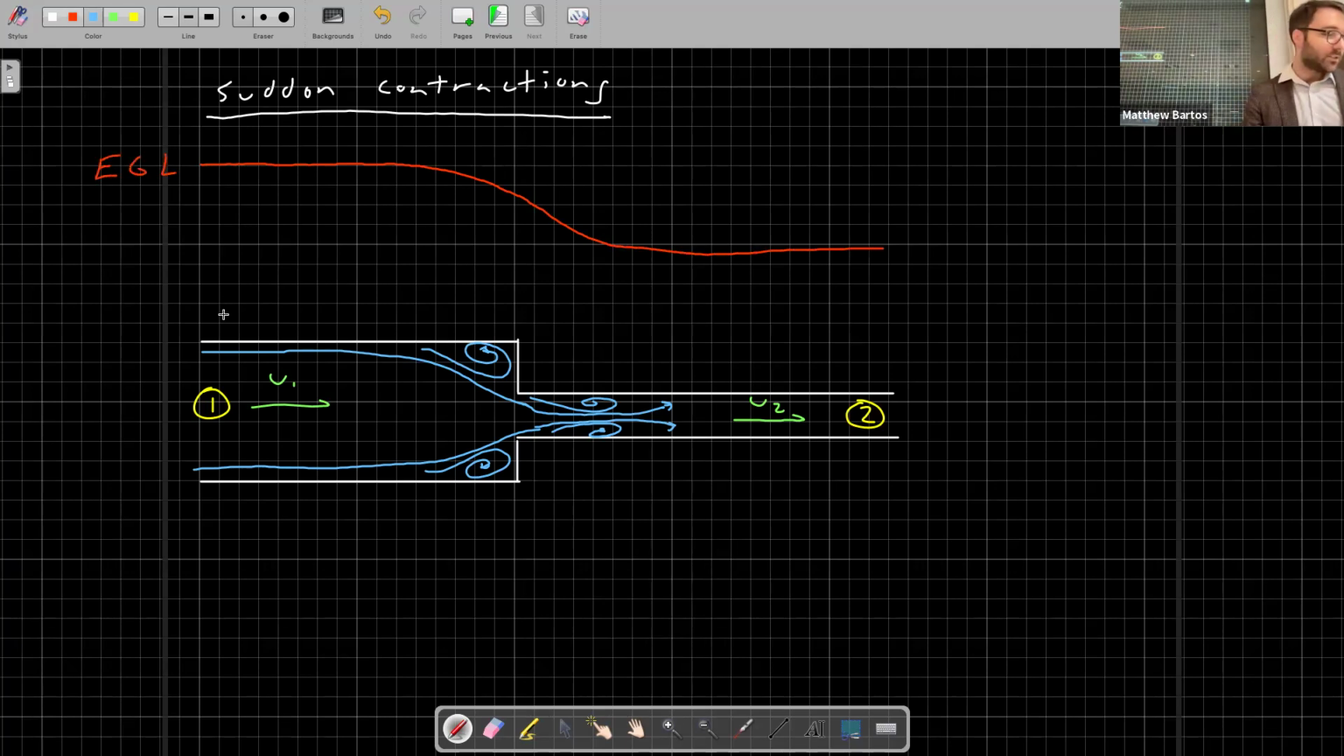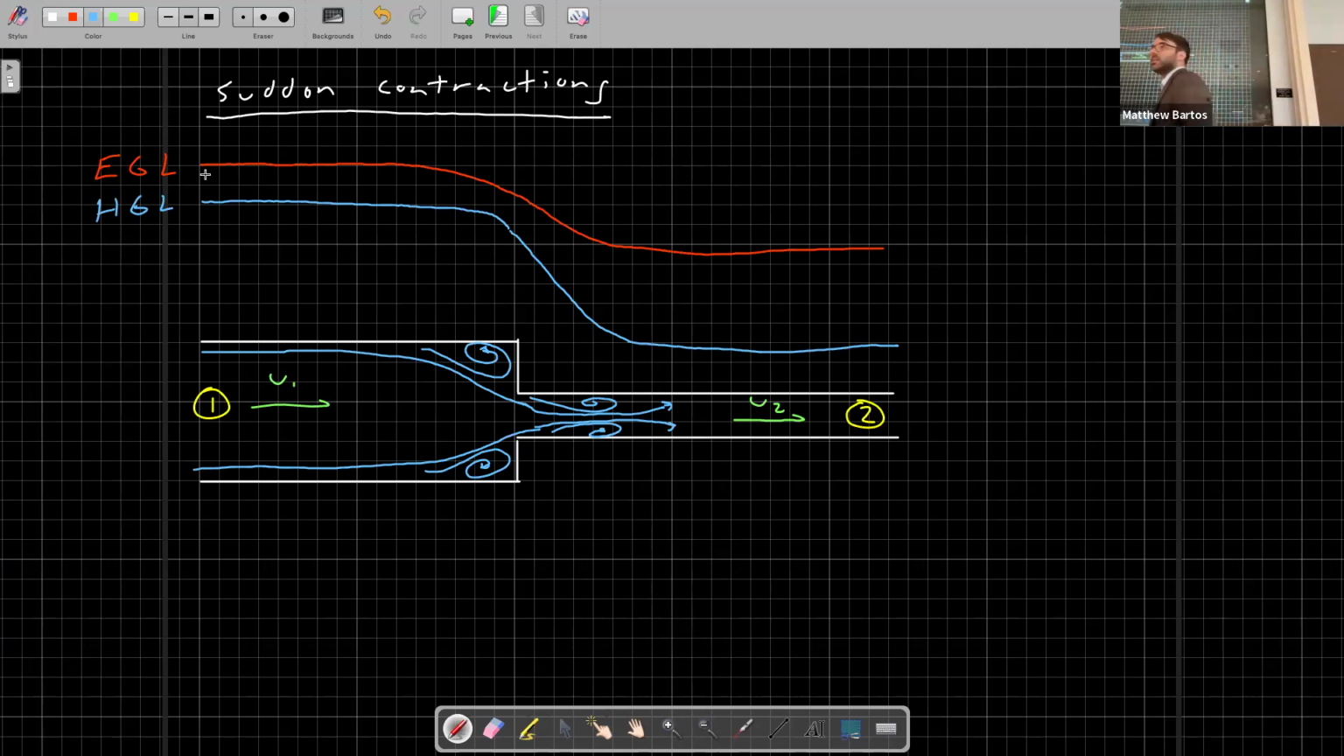We can also draw the HGL. So here's our hydraulic grade line, which tracks the piezometric head. As we encounter this transition, the HGL will also decrease, except it'll decrease more than the EGL. And you'll get something that looks like this. So why is the distance between the EGL and HGL greater in the smaller pipe than in the larger pipe?